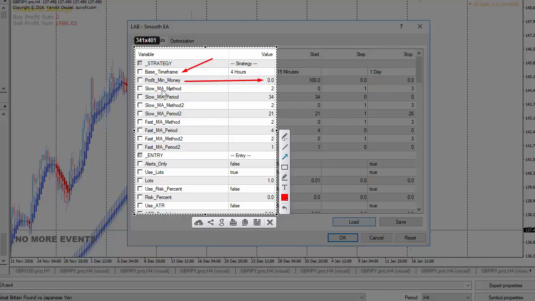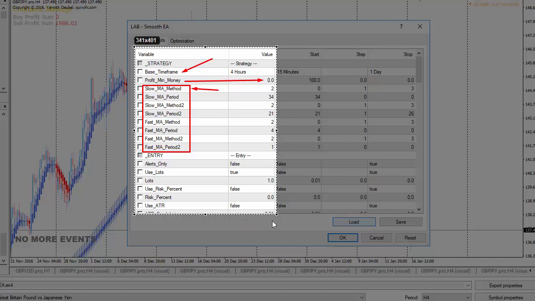All these here are the settings for the indicator, so there's the slow and then there's the fast. The 2 is actually just the smooth, so this method is really just smooth. You can change that around based on what the indicator says, so you'll have a look at the indicator again and see what that says. And then the rest of it is all just standard settings.